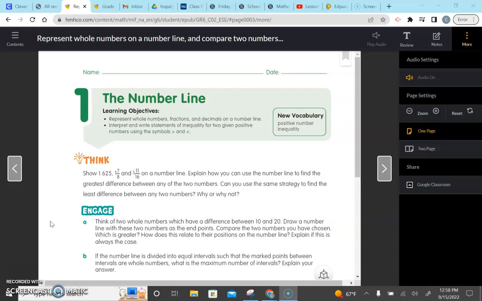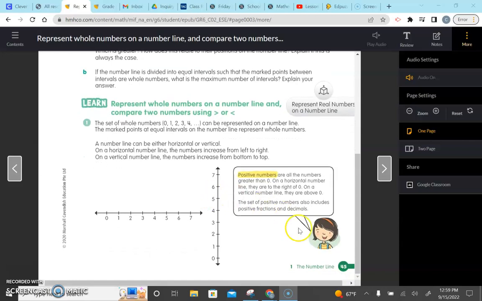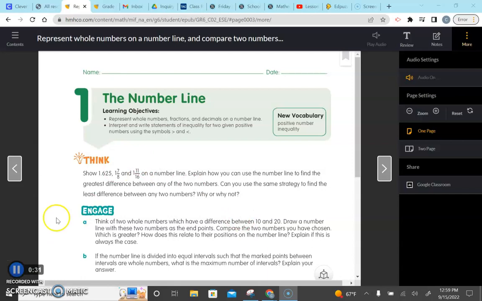And the goal for today is to interpret and write statements of inequality for two given positive numbers using the symbols greater than and also less than. So you'll need to get out your math journal, pencil, and also your math book and turn to page 45, where you can see where this lesson begins. And you can see the objective for today, so make sure you write that down in your book.